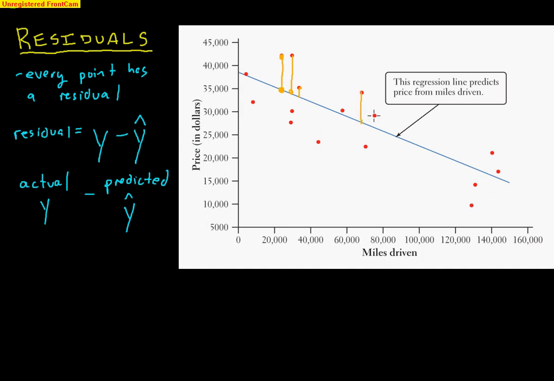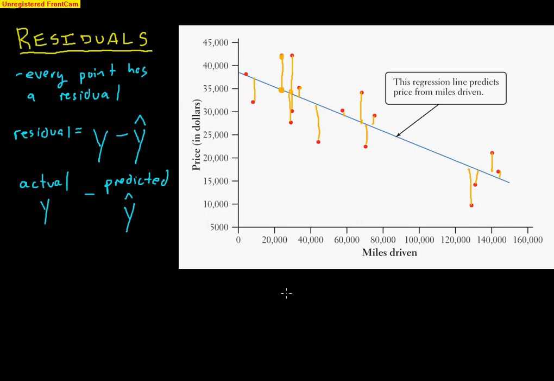So all of these guys up here have positive residuals. And some residuals, this one's going to have a very small residual. I mean, look, it's almost exactly as predicted. Some points are going to have negative residuals. Again, these are all negative residuals as well. So a residual is simply the actual price minus the predicted price.